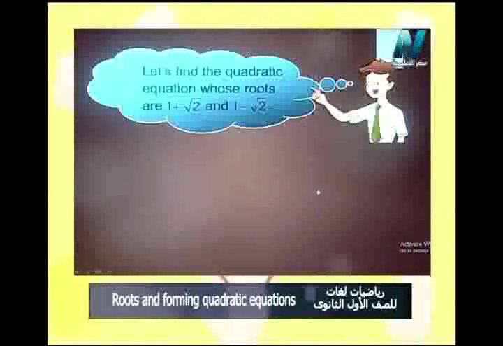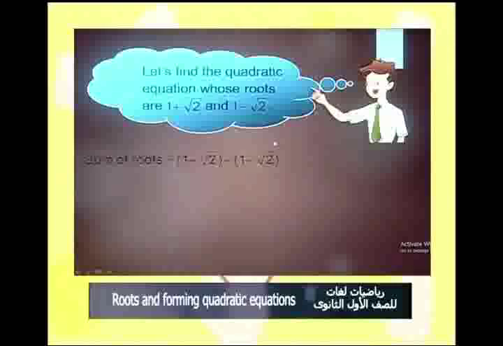Omar here is a happy man now. Let's find the quadratic equation whose roots are 1 plus root 2 and 1 minus root 2. And he will find that it will be easy for him to find them. He will find the sum of the two roots. The sum of the two roots equals 1 plus root 2 plus 1 minus root 2. So the answer will be 2. Yes, it's an easy and simple number now, more than the first method.